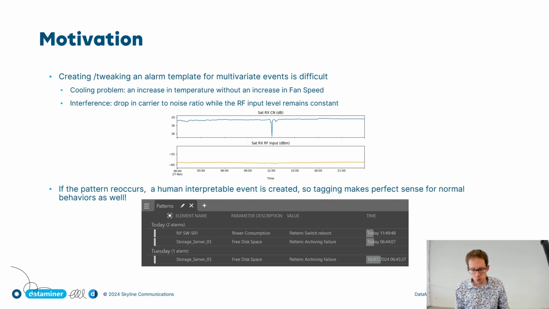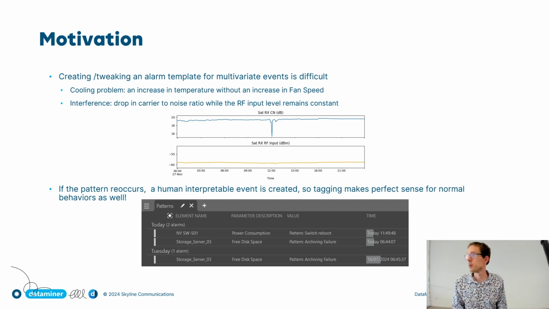For example, assume that you had a cooling problem. So you had an increase in temperature, but the fan speed didn't increase around the same time. That's an issue. Now, using pattern matching, you can just select that behavior, and the next time it happens, you will get a warning. But how would you configure this kind of behavior with an alarm template? That's very difficult, right? Because you kind of need an alarm if the fan speed just stays as it was. And that's very difficult to alarm, right?